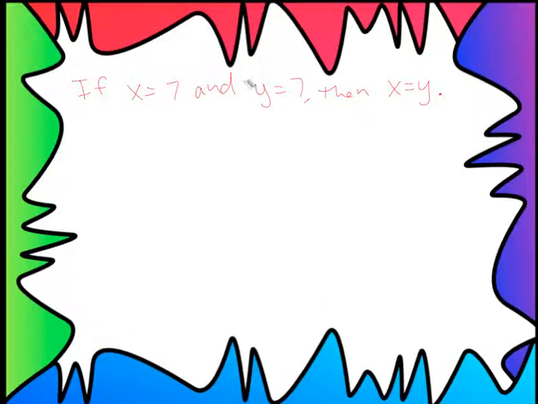If x equals 7 and y equals 7, then x equals y. This is very close to the last one, but notice this does not become this. So when that happens, all it's doing is saying that you can plug y in for 7. So that is substitution.